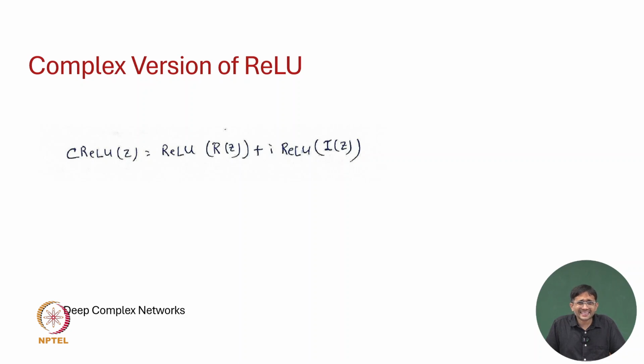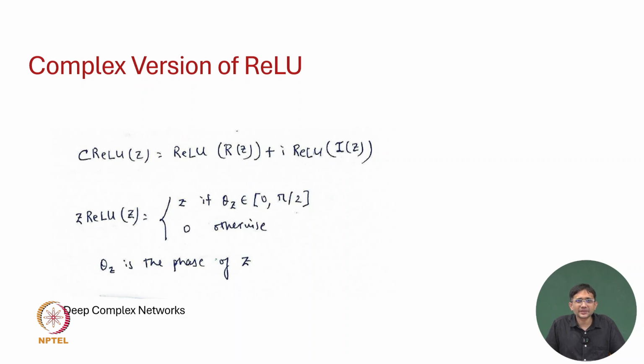One is CReLU, okay? What you are seeing is that it applies the ReLU separately on the real part as well as on the imaginary part. Then another version is ZReLU, which does an if-else condition based on the phase of the given input. So Z is the given input, you calculate its phase, and depending on the phase value, you either output Z itself or you output 0. So these are two variants, but there are also other variants available.